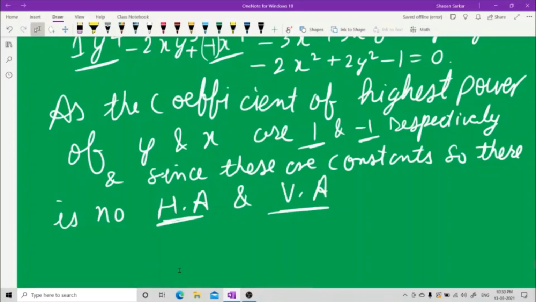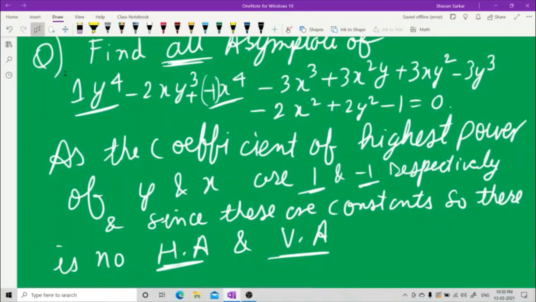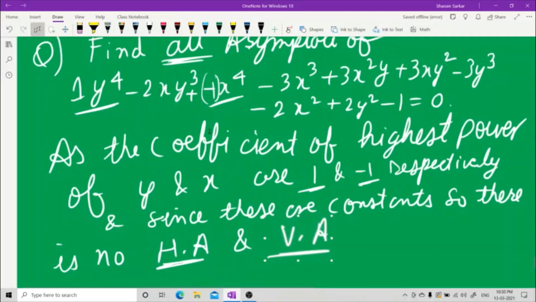देखो जैसे कि यहाँ पे इनके जो कोएफिशिएंट है, यहाँ जो कोएफिशिएंट है ये 1 है, और यहाँ पे जो कोएफिशिएंट है हाईएस्ट पावर का ये -1 है. दोनों कांस्टेंट होने के कारण इनके पास ना तो हॉरिजॉन्टल एसिम्प्टोट है ना वर्टिकल एसिम्प्टोट है. ये लाइन लिखना बहुत जरूरी है. दिस इज अ वेरी वेरी इंपॉर्टेंट लाइन.